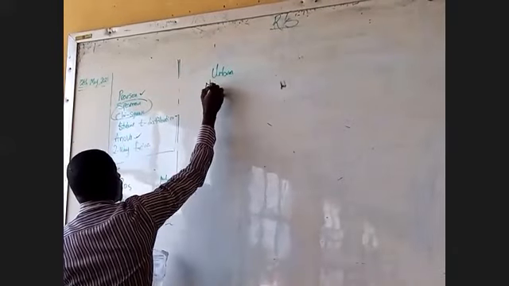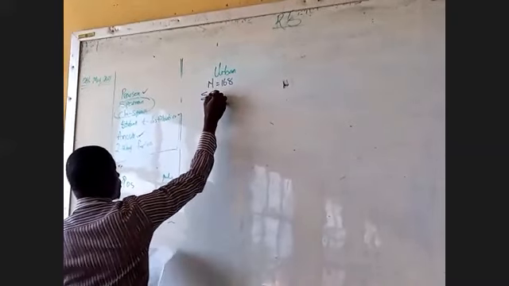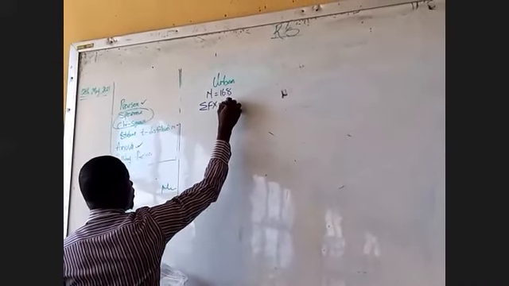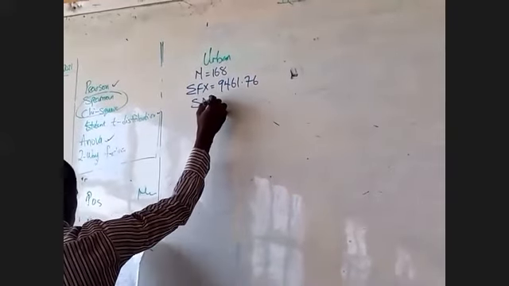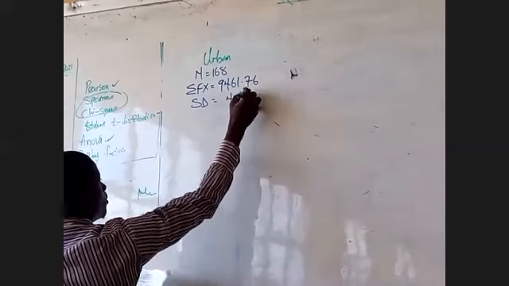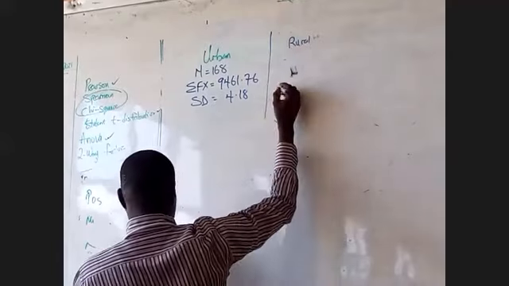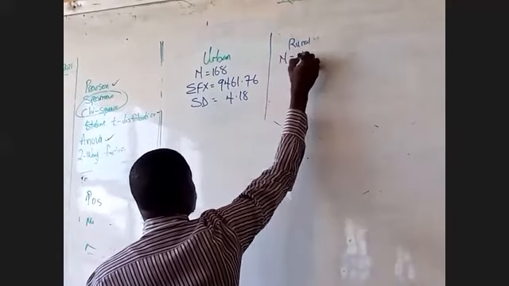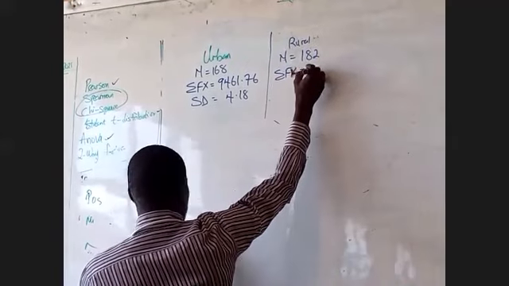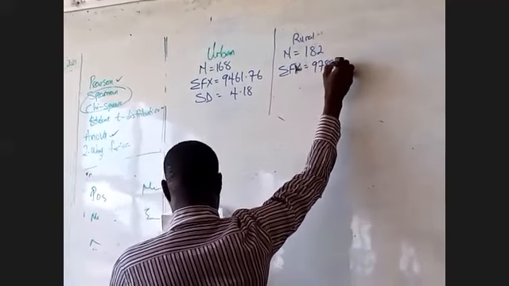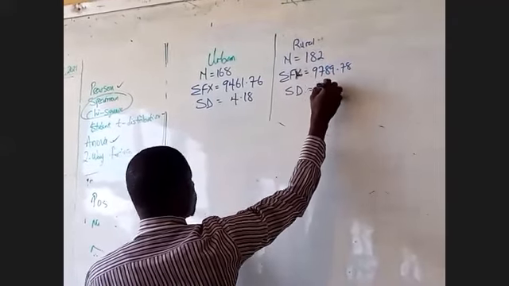We have n equals 168, summation of fx equals 9461.76, SD equals 4.18. And then for rural, we have n equals 182, summation of fx equals 9789.78, and SD equals 3.88.